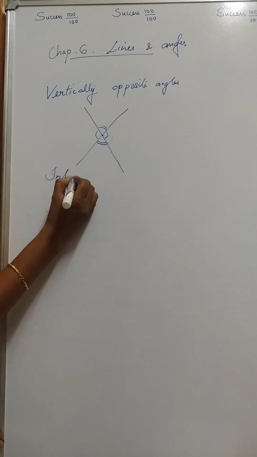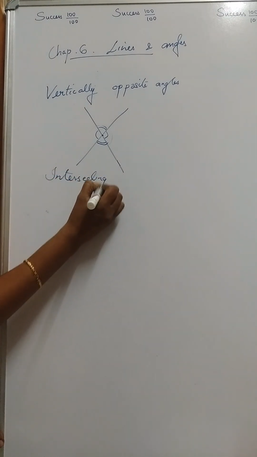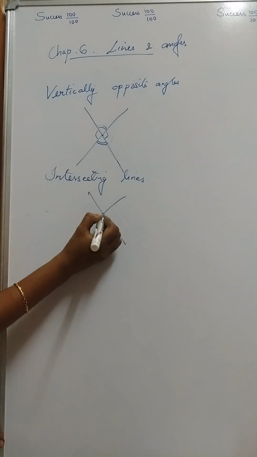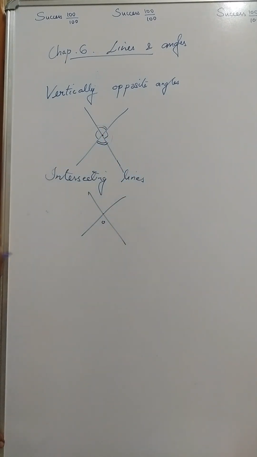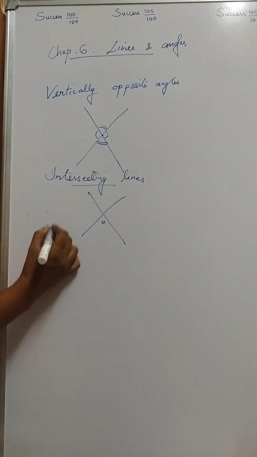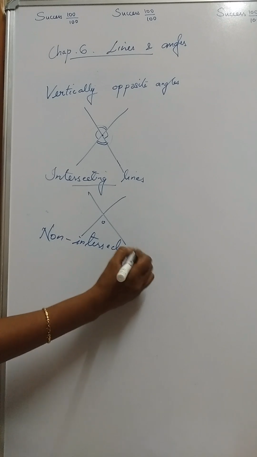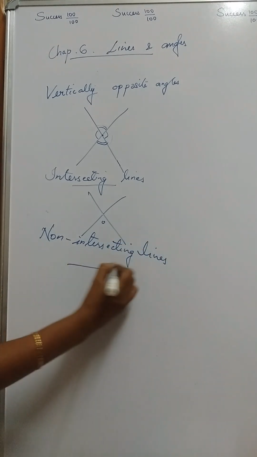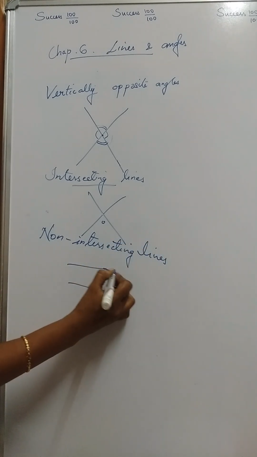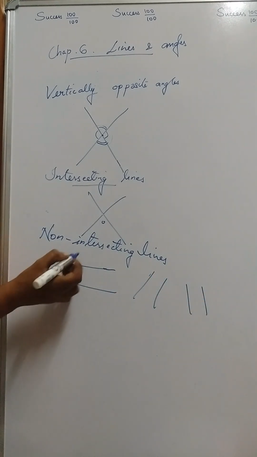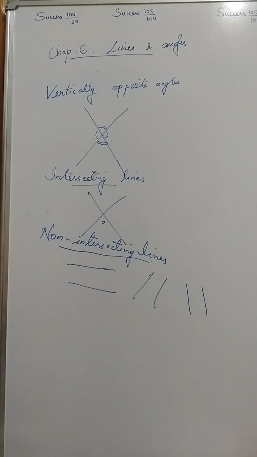So the next topic is intersecting lines. Previously we saw when two lines intersect at a point O or any point, you can name this anything, A, B, C, whatever it is. When they intersect at a point, they are called intersecting lines. The next one is non-intersecting lines. Non-intersecting lines are the lines that do not intersect. They can be in any direction. Non-intersecting lines are also called parallel lines.